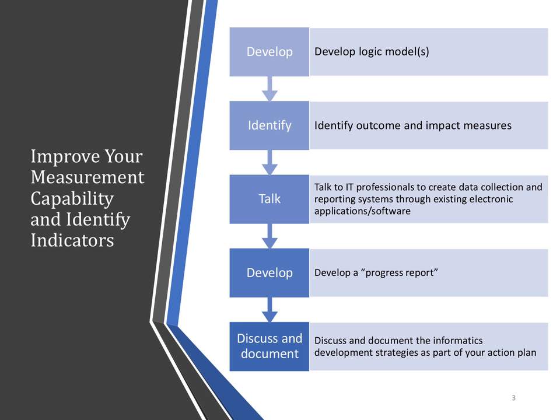Then you want to talk to your IT professionals to create some type of data collection and reporting system, ideally through existing electronic applications and software. There's lots of technology operating in most hospitals and health systems today, and the best approach to data tracking is using the systems you already have and augmenting them with the additional information that you need, rather than coming up with a new data collection system. Then you want to develop some type of progress report where you put all your data together and then discuss and document the informatics development as part of your action plan.